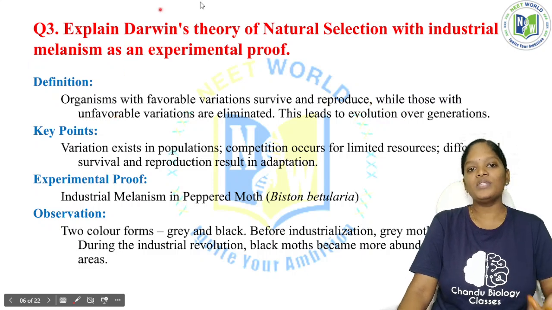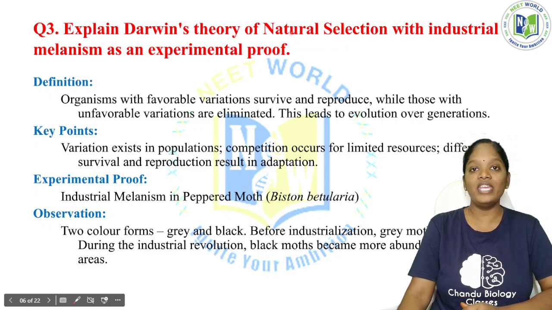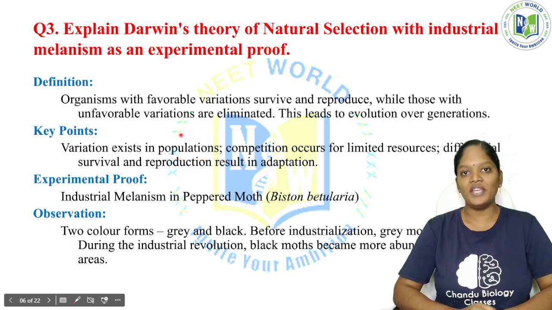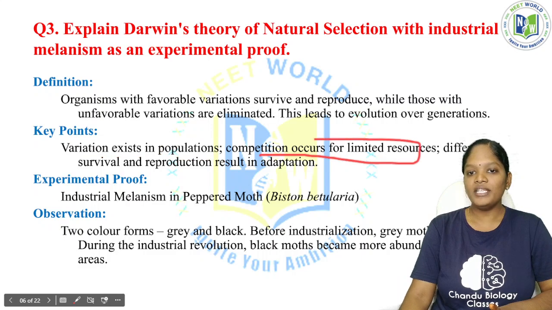Now, with respect to the theory of natural selection, how is it getting selected? See, how does nature select? Variation exists in the population according to the changing environment, no doubt in that. But here the competition occurs for the limited resources.